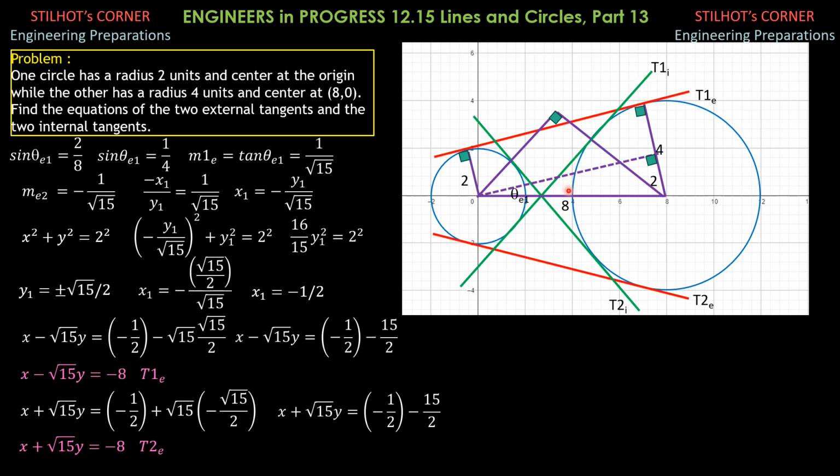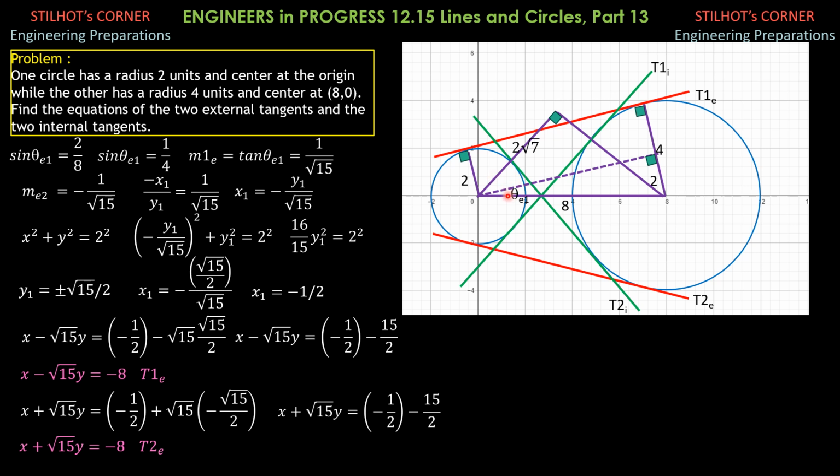So this is 8. Remember, this is 4 and this is 2. So this is 6. Therefore, this side is the square root of 8 squared, which is 64, minus 4 plus 2, that is 6, squared, which is 36. 64 minus 36 is 28. And square root of 28 is 2 square root of 7. 4 times 7, square root, so 2 square root of 7.